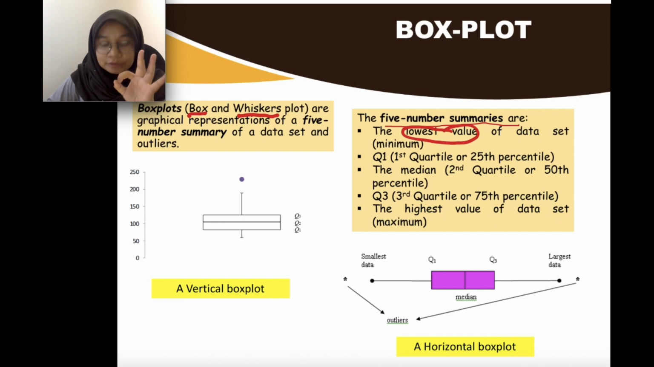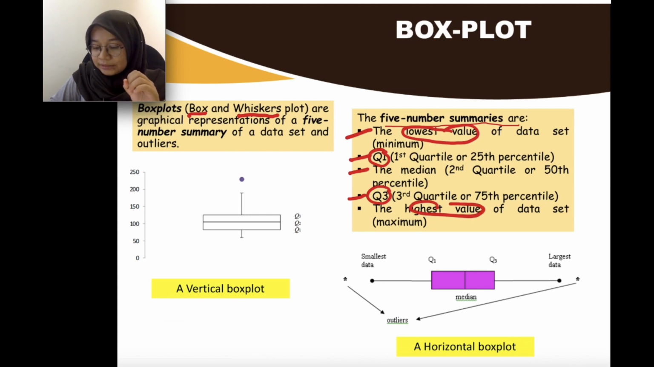Number 2 is Q1, the first quartile. Number 3 is Q2, the median. Number 4 is Q3, the third quartile. And number 5 is the highest value, your largest data. So we want to display this 5-number summary through a box plot: your minimum value, Q1, Q2, Q3 and maximum value.